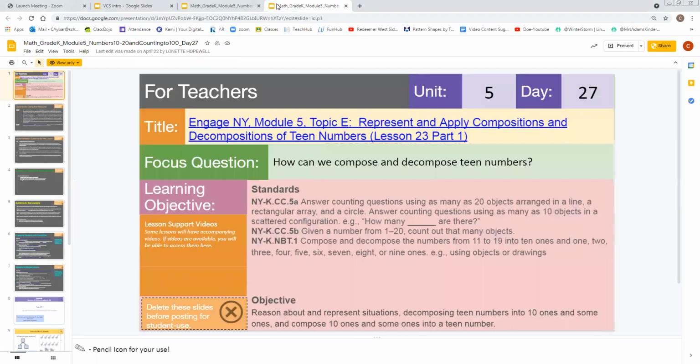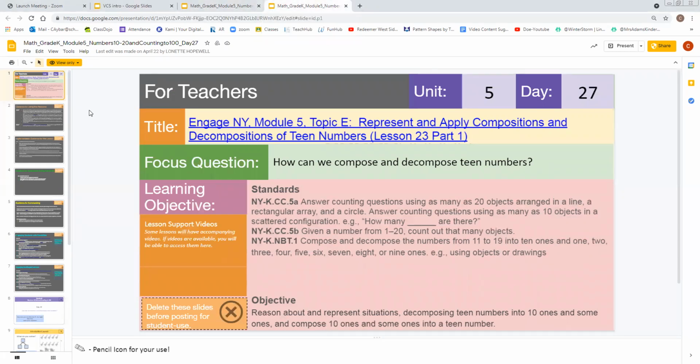For today's video, we're going to be looking at two lessons. Well, actually, we're going to be looking at one lesson that has been split into two parts. The first part is Unit 5, Day 27, and the second part is Unit 5, Day 28. They're both part of lesson number 23, and the focus question is how can we compose and decompose teen numbers?